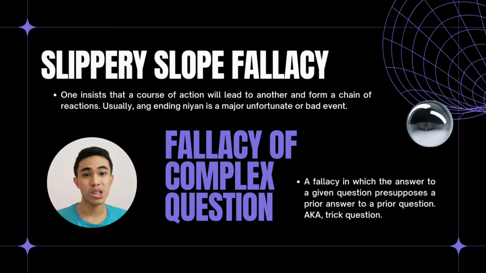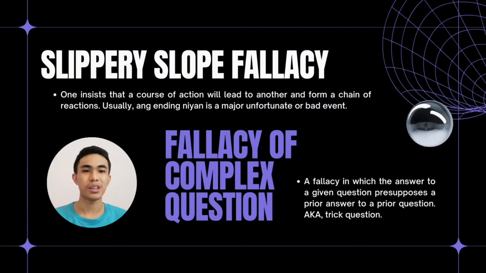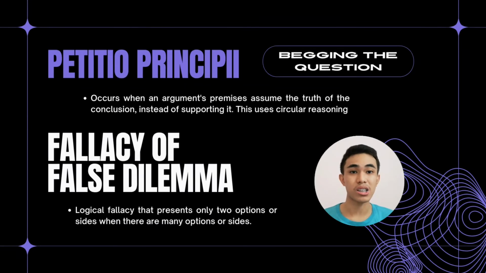So next is the fallacy of complex question. A fallacy in which the answer to a given question presupposes a prior answer to a prior question, aka trick question. So example nito, you are in favor of euthanasia. So, sino gusto mong i-euthanize sa aming pamilya mo? Sagot! Ayan. So, next is the petitio principii or begging the question. This occurs when an argument's premise assumes the truth of the conclusion instead of supporting it.